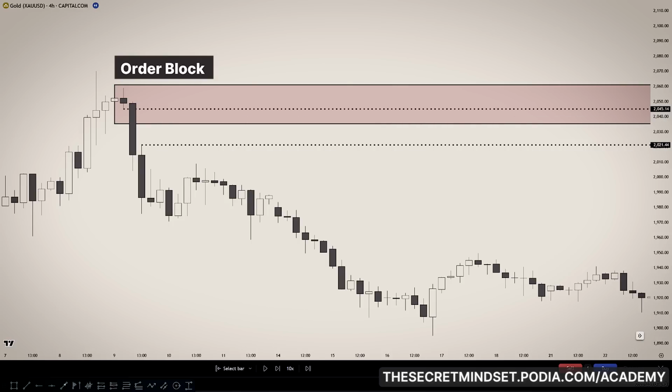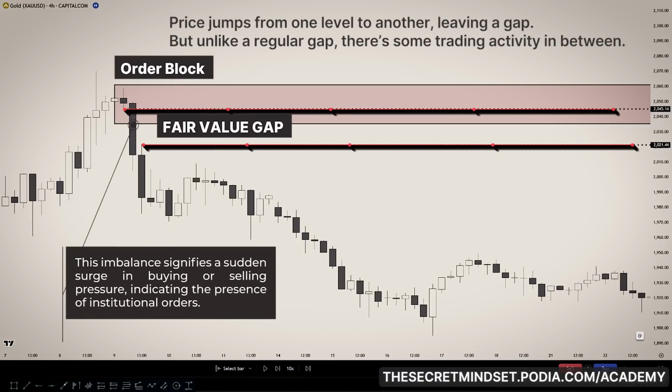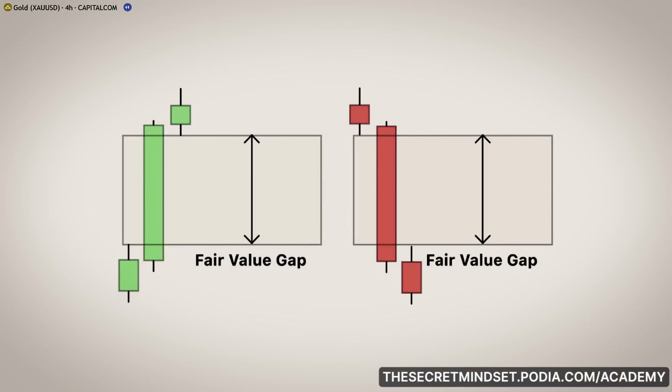These happen when price jumps from one level to another, leaving a gap. But unlike a regular gap, there's some trading activity in between. This imbalance signifies a sudden surge in buying or selling pressure, indicating the presence of institutional orders. These gaps show up as big candles on charts. The candles next to them don't touch fully.